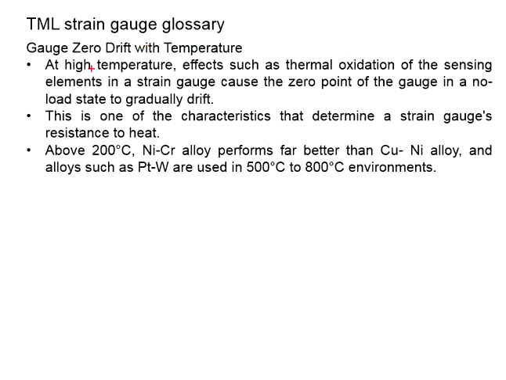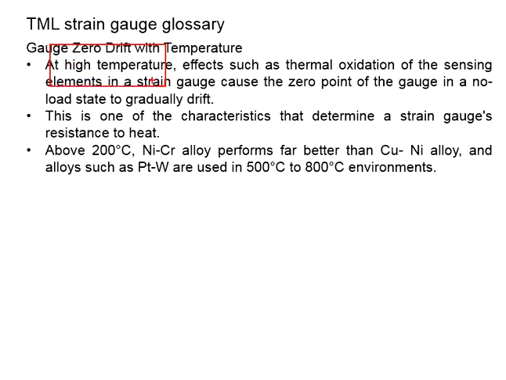Next, we talk about gauge zero drift with temperature. This is another effect of temperature. Now at high temperature, effects such as the thermal oxidation of the sensing element in the strain gauge can cause the zero point of the gauge in a non-load state to gradually drift. What does it mean? You know that metals tend to oxidize. The reactions will be faster under high temperature.